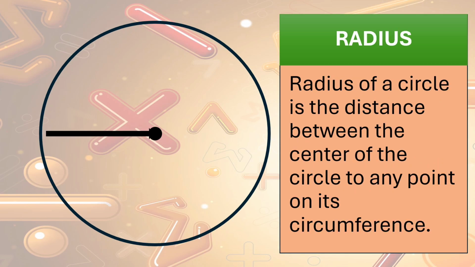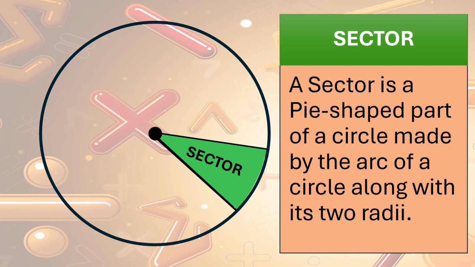Radius. Radius of a circle is the distance between the center of the circle to any point on its circumference. Sector. A sector is a pie-shaped part of a circle made by the arc of a circle along with its two radii.